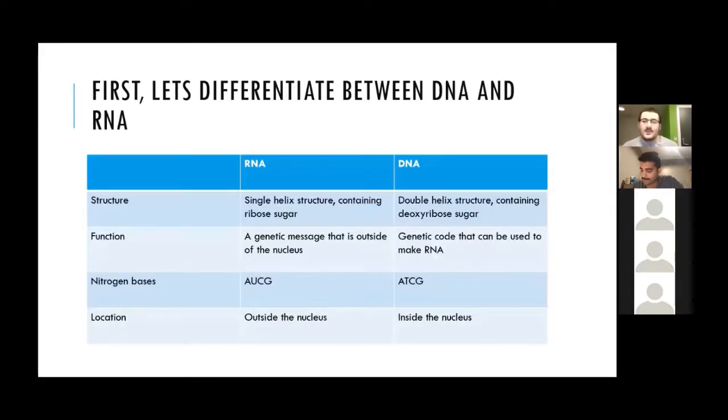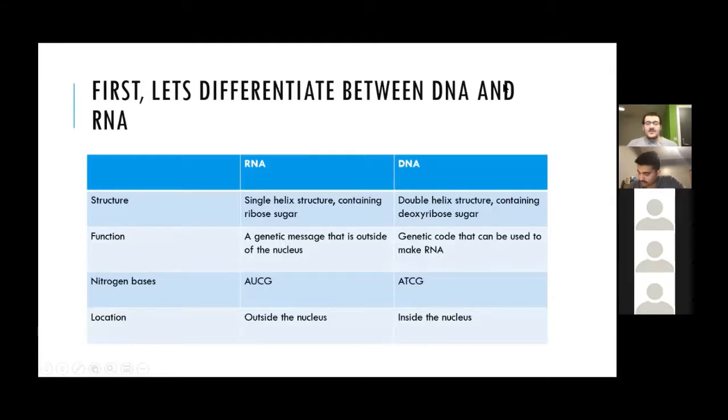So we're starting with, let's see, first of all, let's differentiate between RNA and DNA. So RNA structure: a single helix containing ribose sugar. Its function is basically a genetic message that is outside the nucleus. It's the expression of the DNA outside the nucleus, basically.